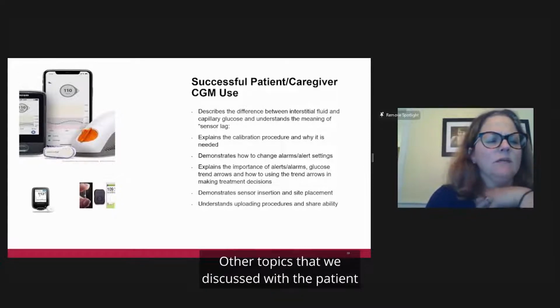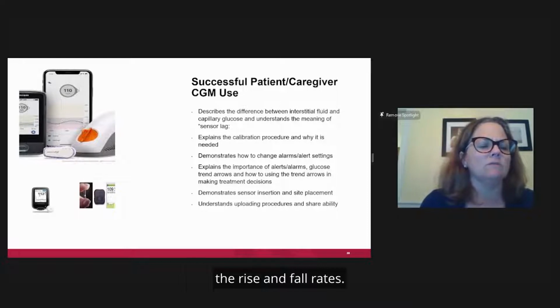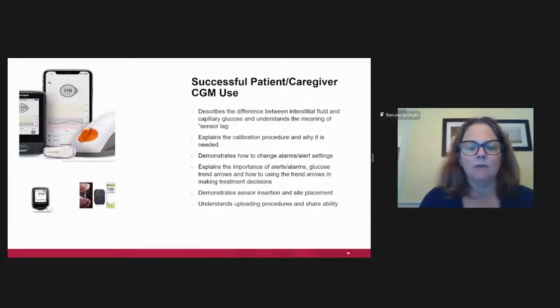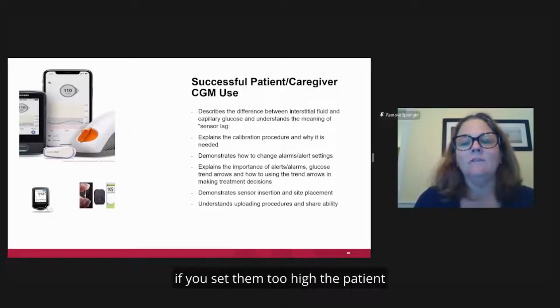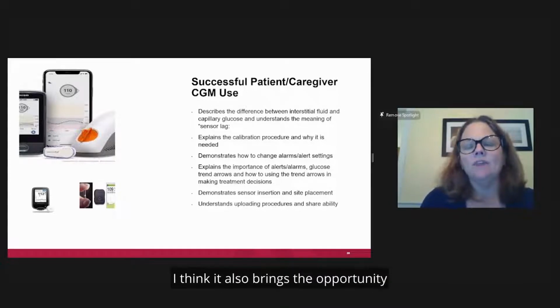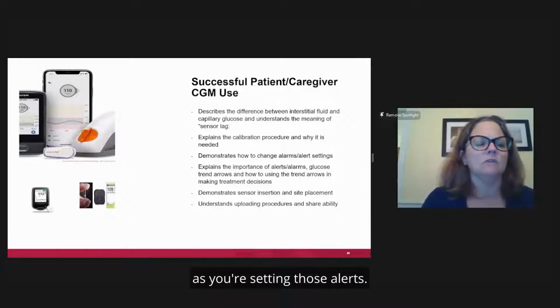Other topics that we discuss with the patient are about setting the high and low alerts, and the rise and fall rates. I feel it's important to find a balance between those because if you set the alerts to ranges that are too narrow, the patient can get over-alerted. If you set them too wide, the patient may not get any alerts at all. I think it also brings the opportunity to discuss what the patient's glucose target ranges are as you're setting those alerts.